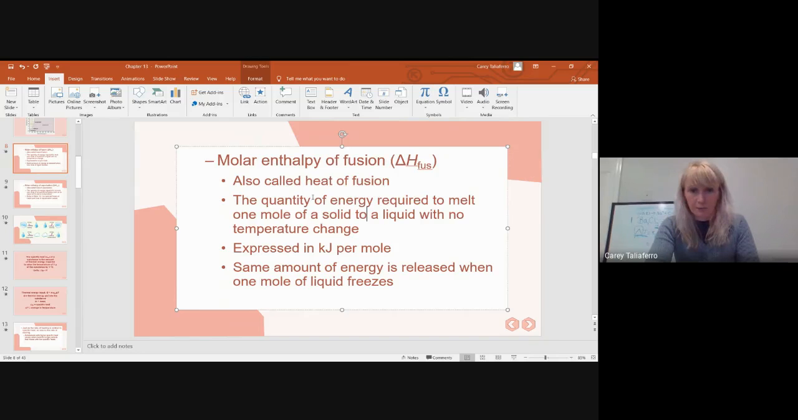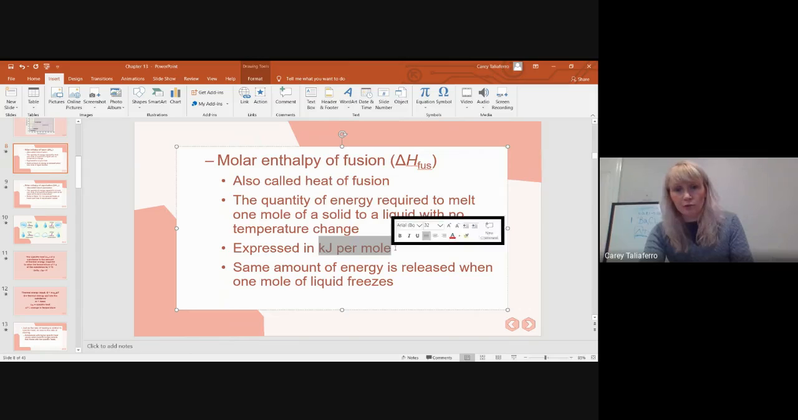So what this means is the amount of energy required. Now fusion, let's talk about that in a second. Just keep in mind the idea of the word fusion. That's the amount of energy required to melt 1 mole of a solid to a liquid when no temperature change occurs. So how much energy is required to melt 1 mole of a solid, like 1 mole of ice? How much energy is required to melt 1 mole of ice, for example, to water? Your units here are going to be kilojoules per mole.